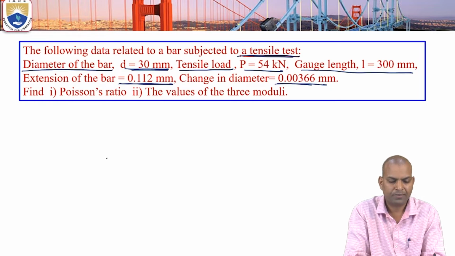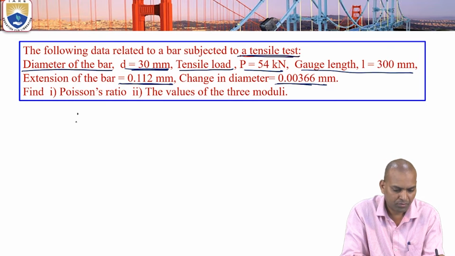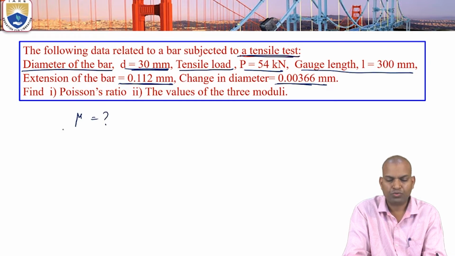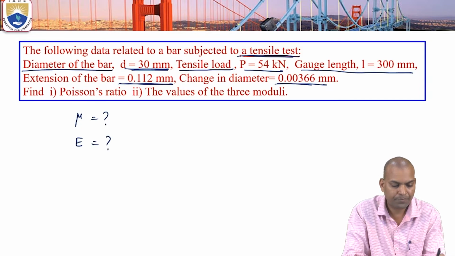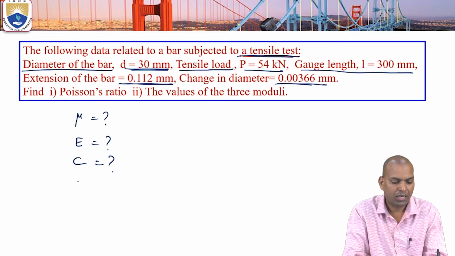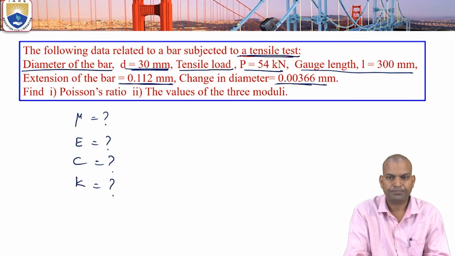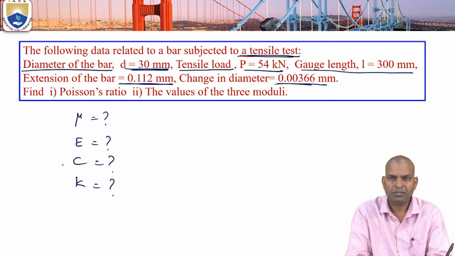The change in diameter, that is a decrease in diameter, is 0.00366 millimeters. We have to find out Poisson's ratio mu and the values of the three moduli, that is modulus of elasticity, modulus of rigidity, and bulk modulus. These are the four objectives to be found by using this data.